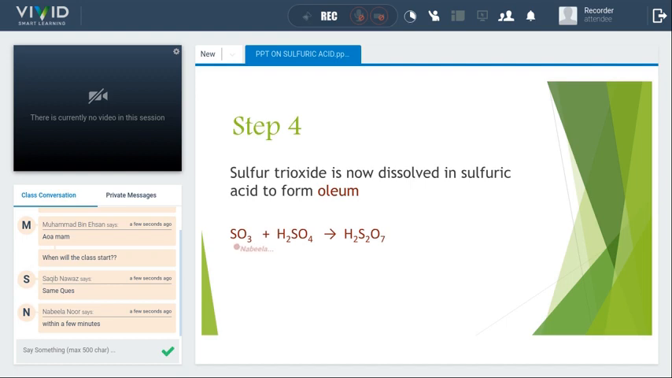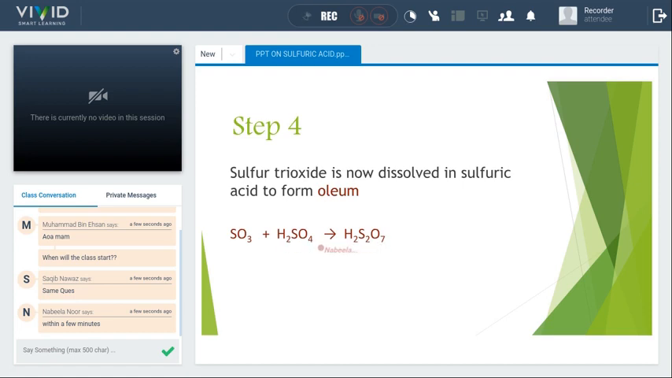That reaction is exothermic, so that can splash out. Sulfuric acid will splash out, and that can injure you. So, a safety method is used. First of all, sulfur trioxide is dissolved in concentrated sulfuric acid and forms oleum.